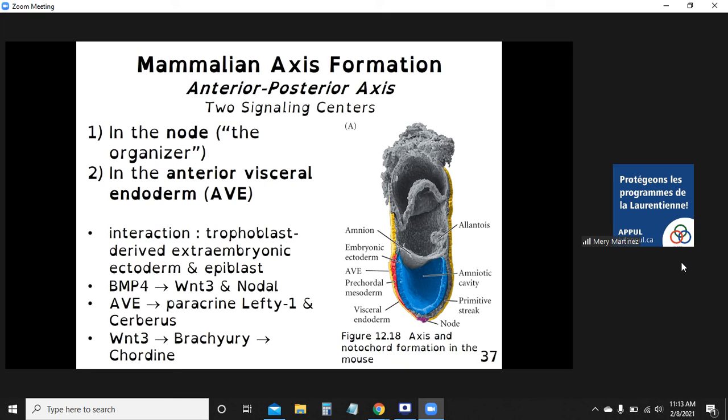So the signal that initiates the primitive streak comes from the interaction between the trophoblast-derived extraembryonic ectoderm and the epiblast. So if here we have our embryo, this is the amnion, this is the allantois. Here we have the embryonic ectoderm with the amniotic cavity, and here we have the anterior visceral endoderm. Okay, and in red we have the precaudal mesoderm.